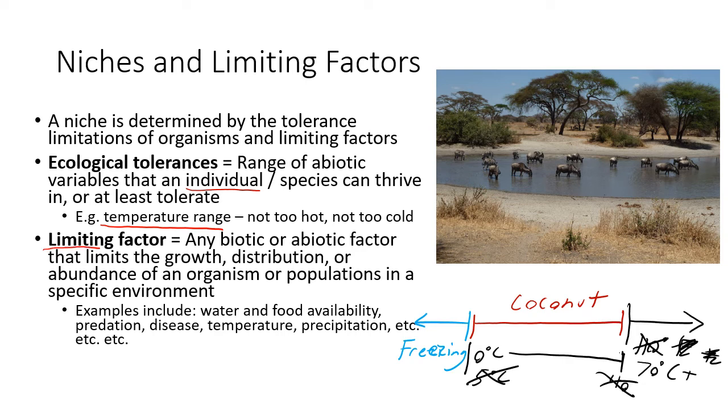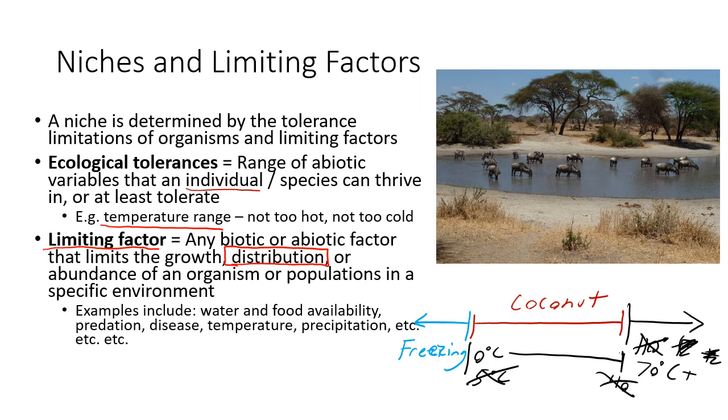A limiting factor is similar, but this is any biotic or abiotic factor that limits the growth, distribution, or abundance of an organism or a population in a specific environment. Okay, temperature again could be a limiting factor. So one of the limiting factors of a coconut surviving in Colorado is the freezing temperatures that we have during the winter. The limiting factors for these wildebeest and zebra in Africa could be water availability. If this pool dries up during the dry season, they will have to move. That changes their distribution, at least for a small little while.